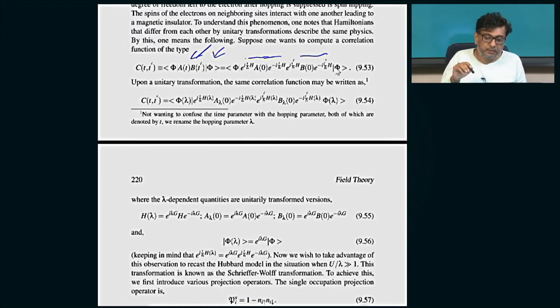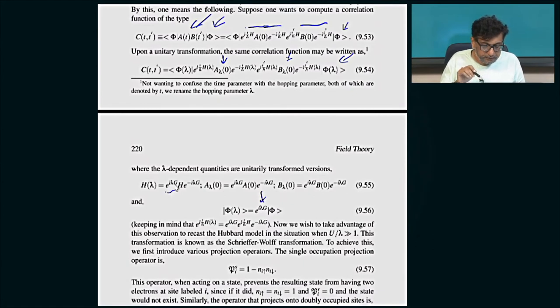Now the claim is that this particular average is mathematically the same as doing the following. First, unitarily transform this Hamiltonian via some operator which depends on some continuous parameter called lambda, and then similarly unitarily transform the initial time values of these operators A and B through the same unitary transformation, and lastly evolve the state that you are studying also by this unitary transformation.